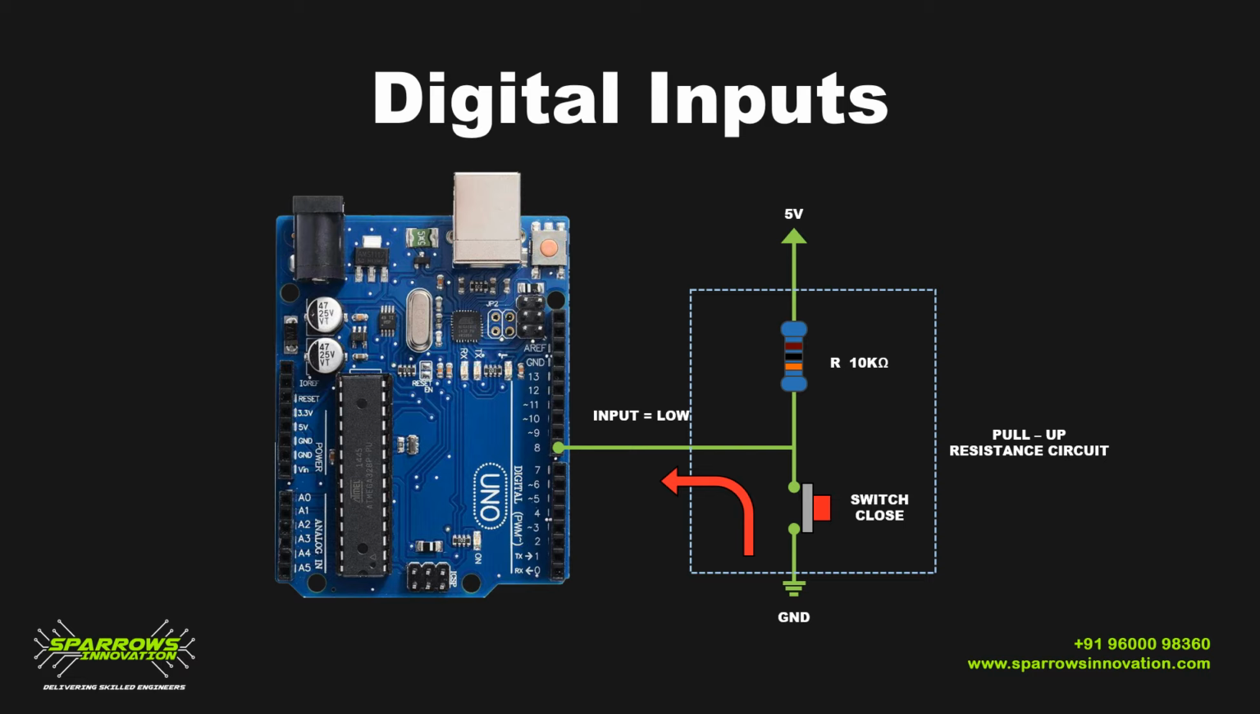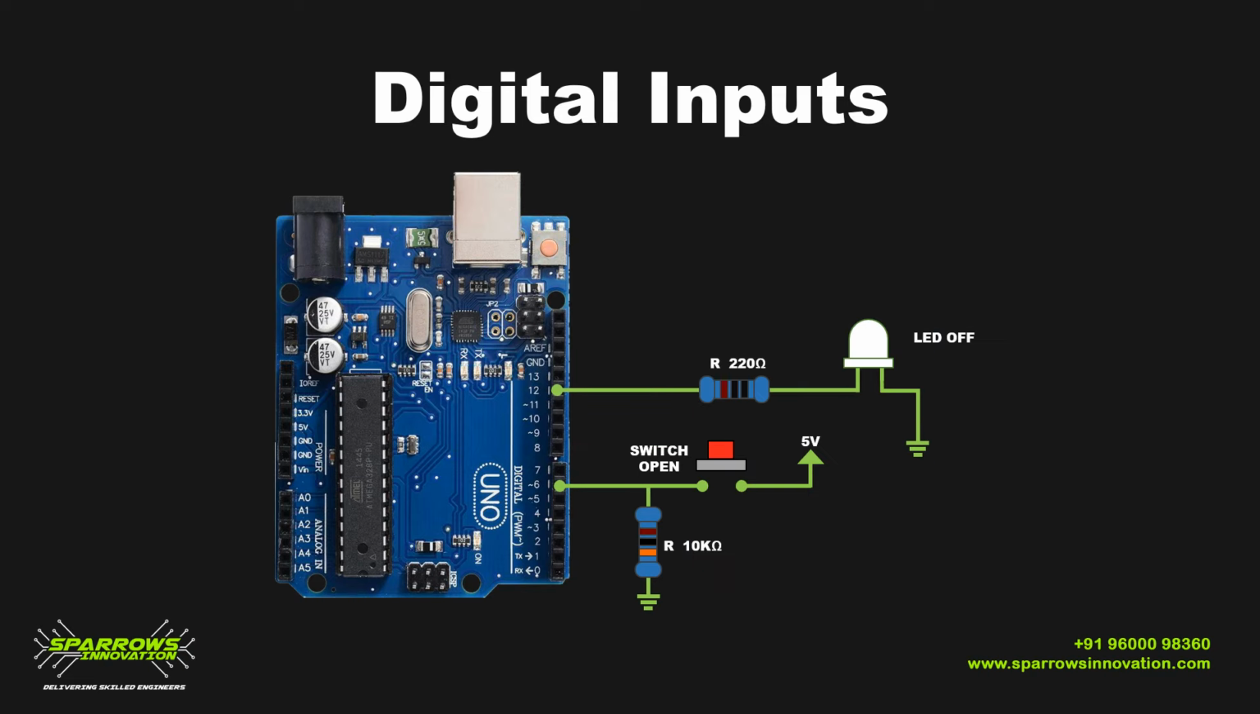But we are going to program for a pull down resistance circuit by connecting an LED also. We are going to do an operation where when the switch is open, the LED should be off, and when the switch is closed, the LED should be on. This we are going to program. We are going to configure the digital input and digital output, and we are going to perform this operation.